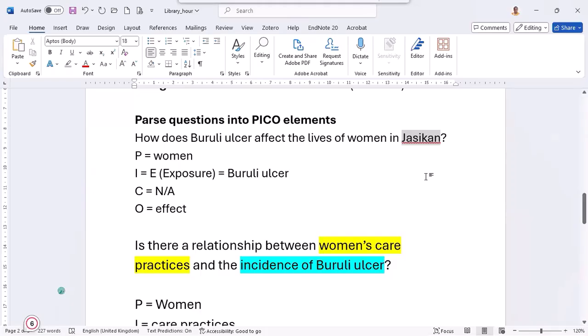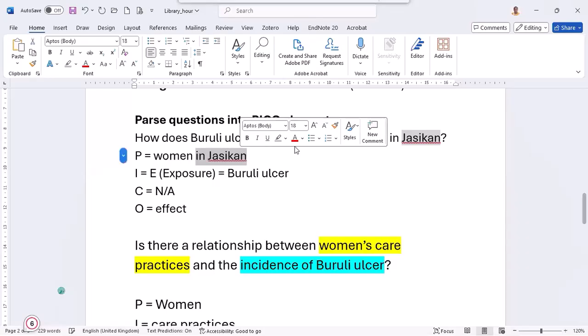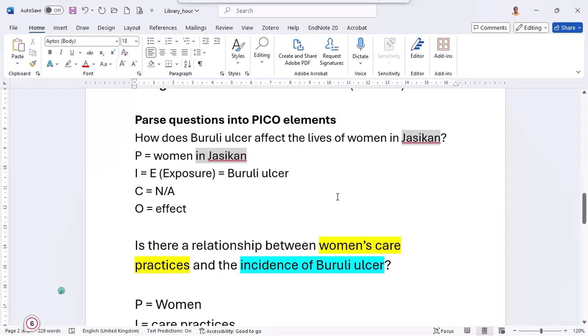Anybody tell me? No, I think the Jessica should be part of women in Jessica as a P in the PICO element. In fact, they have to clap for you. Thank you very much. Yeah, women in Jessica should be the population. However, we will still highlight the in Jessica, all right? But I want you to understand something. So you see, the population in this particular study is not just women in general, it is women in Jessica, right?